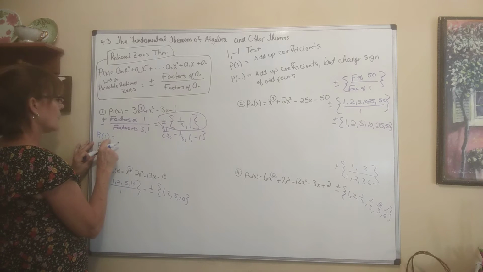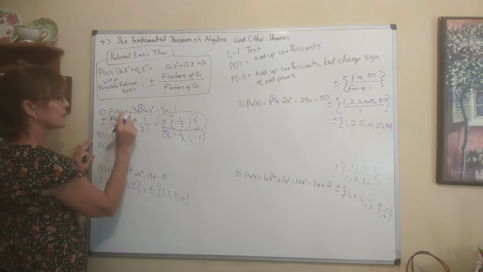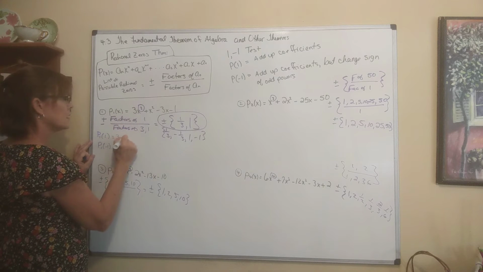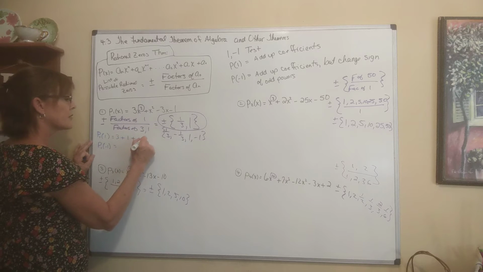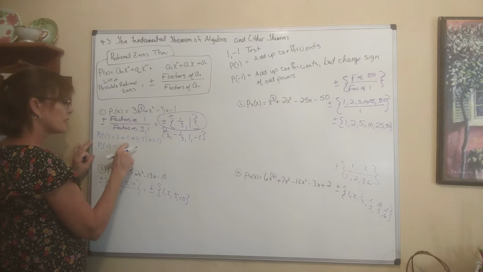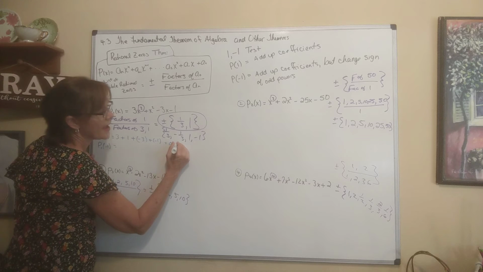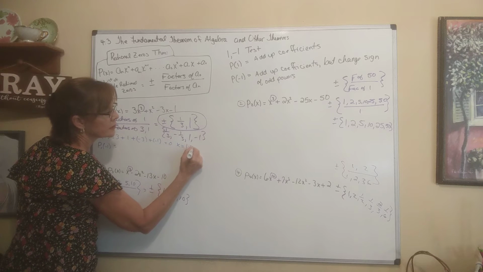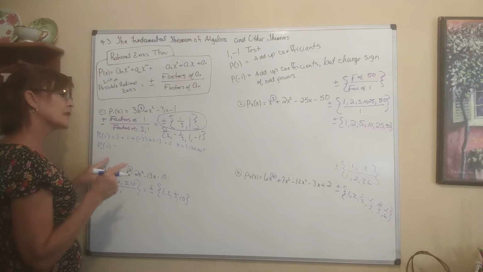To find P1 of 1, just simply add up the coefficients. 3 plus 1 plus -3 plus -1. 3 plus 1 is 4, plus -4 is 0. Wow, already x equals 1 is a root. That was pretty easy. Let's try the -1 test.